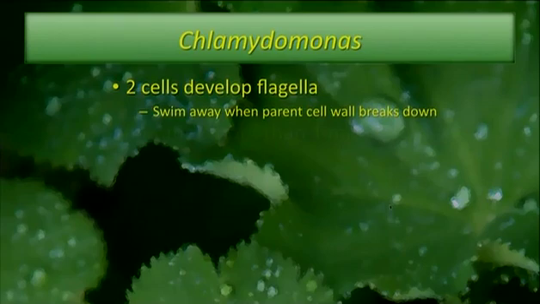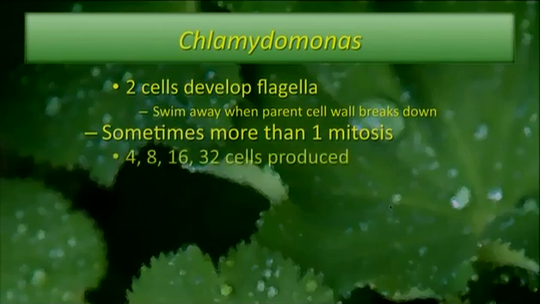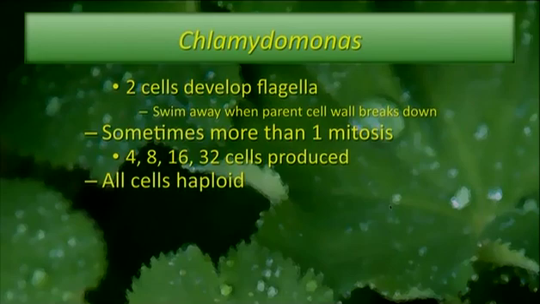And sometimes it does more than one mitosis. So they can produce 4 or 8 or 16 or 32 cells. And all the cells are haploid in this asexual life cycle.